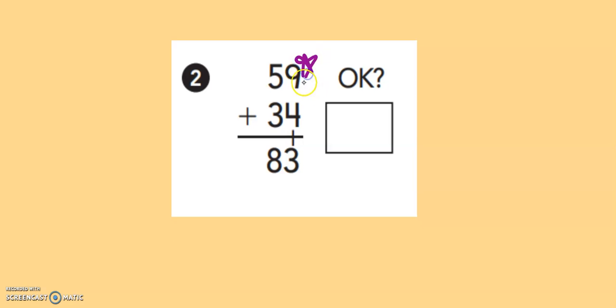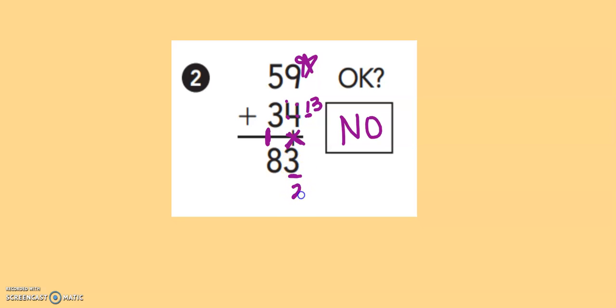First, we start in the ones. We have 9 plus 4. 9, 10, 11, 12, 13. Okay, so the 3 looks good, but it looks like they put the new 10 in the wrong spot. They should have put the 10 over in the tens column. Instead, they put it in the ones column. So it looks like this is not okay. I'm going to write N-O, no.